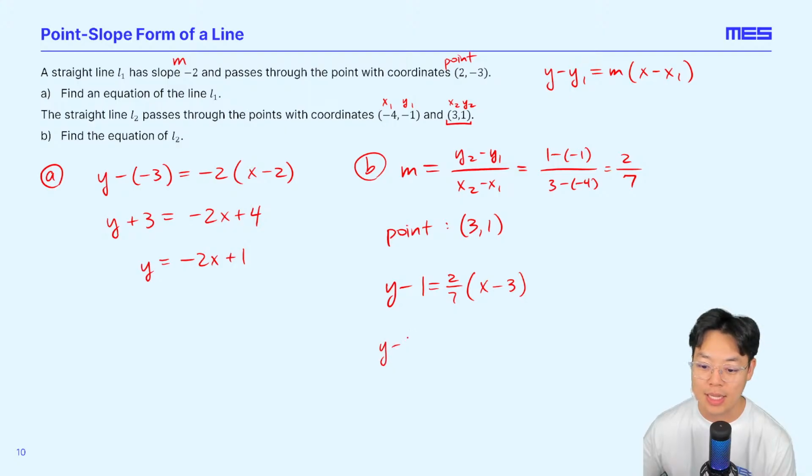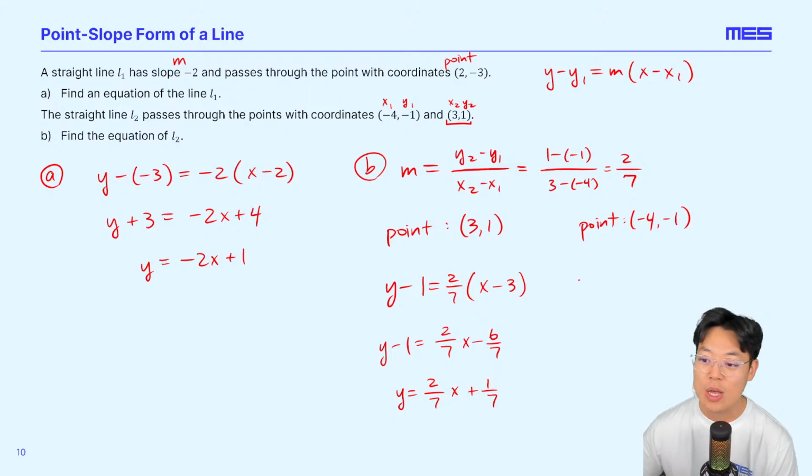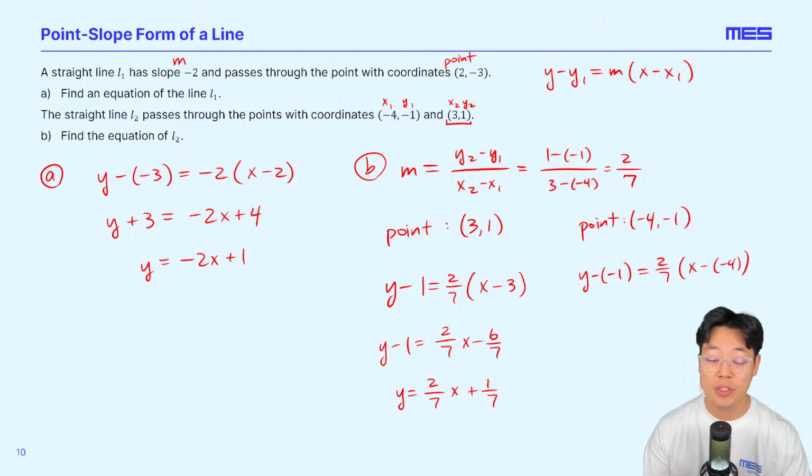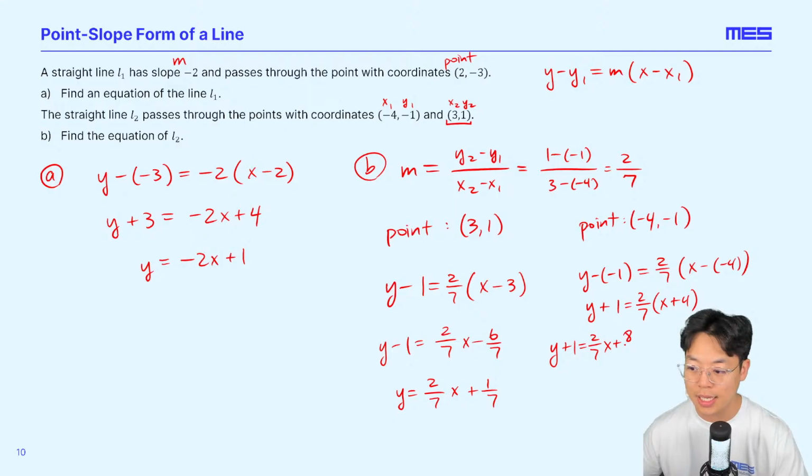Some of you may be wondering at this point of the lesson, well, why can't we use the other point? Let's take a look and use that other point as well. If we use the point (-4, -1), then here's what would have happened. We have y minus a -1 is equal to 2/7 times x minus a -4. Once we have this, I'm going to distribute properly, and I get y minus a -1, that's y plus 1, equal to 2/7, that's still our slope, times x plus 4. So now I have y plus 1 equal to 2/7 x plus 8/7.